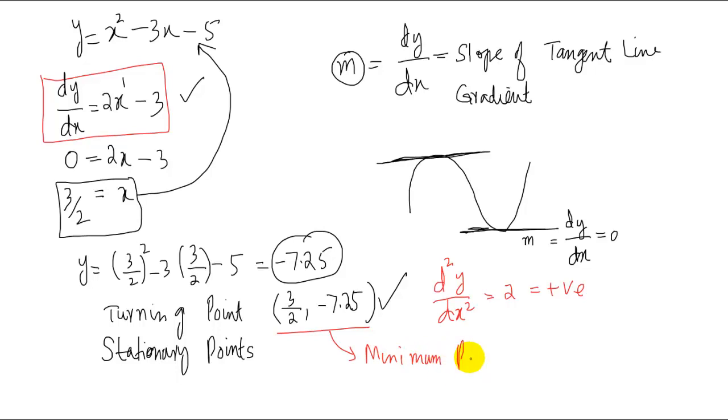So this is how we can find the nature of the turning point, just by finding the second derivative. If the second derivative is positive, the turning point is minimum. If the second derivative is negative, the turning point will be maximum.